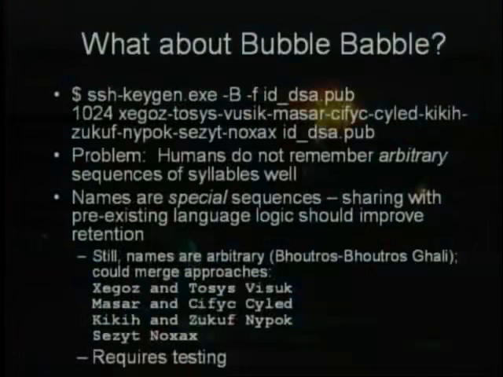However, gotta actually admit, names are fairly arbitrary. You know, Boutros Ghali is a fairly arbitrary name. Maybe we can merge the approaches. You know, Zgos and Tosik Visuk, you know, Masar and Civic Siled. It might work. I think it requires testing, but we'll see. I'm actually going to try to get some tests done.